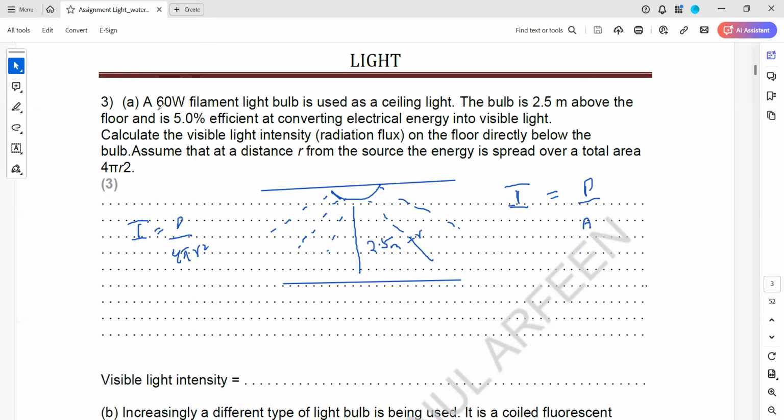What about the power? It's a 60-watt lamp, but it's only 5% efficient. Like 5% is converted into light, all the rest is wasted. So what is 5% of 60? So 60 multiplied by 5 divided by 100. So 30 divided by 10, which is 3. So only 3 watts is light energy, divided by 4, pi is 3.14, and the radius, the distance we take, 2.5, so 2.5 squared. That will give us the intensity, which is 0.038 watt per meter square.